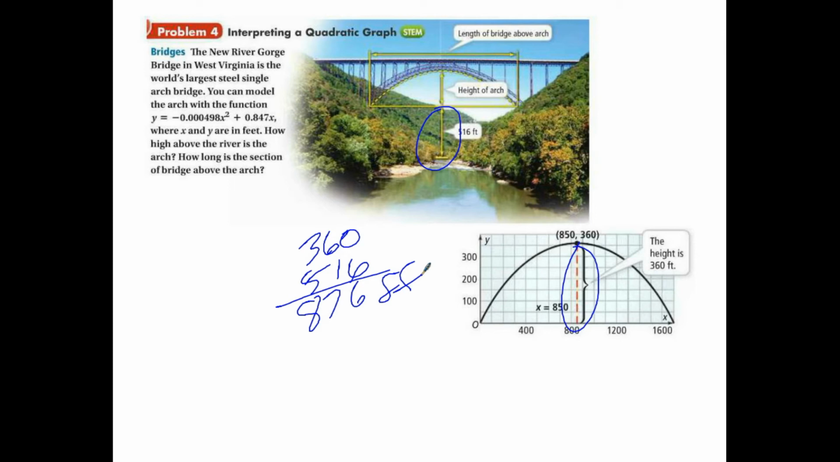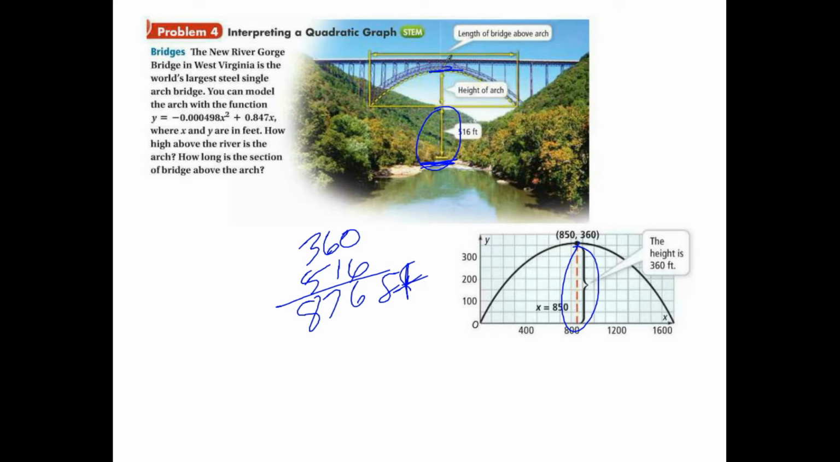You can't tell from the picture. Yeah, the note packet doesn't do a good job, but the color picture here does a good job. You can see the difference. Just looking at this picture here, you cannot tell how tall that is. 876 feet from the base to the top of the arch, okay?